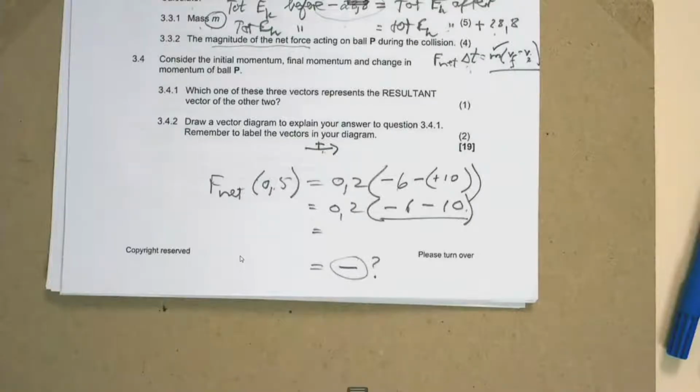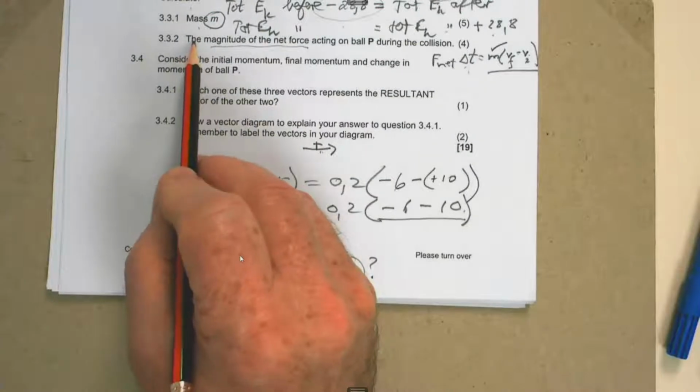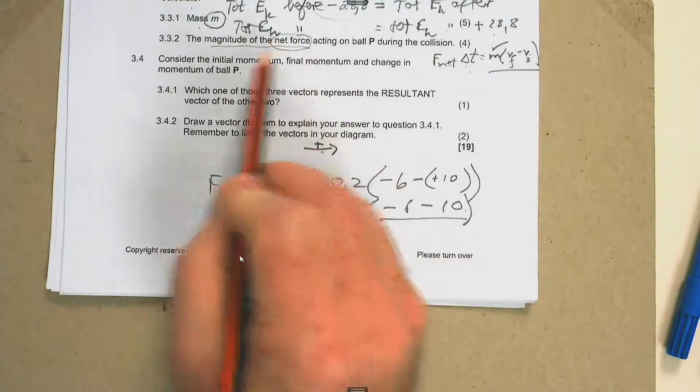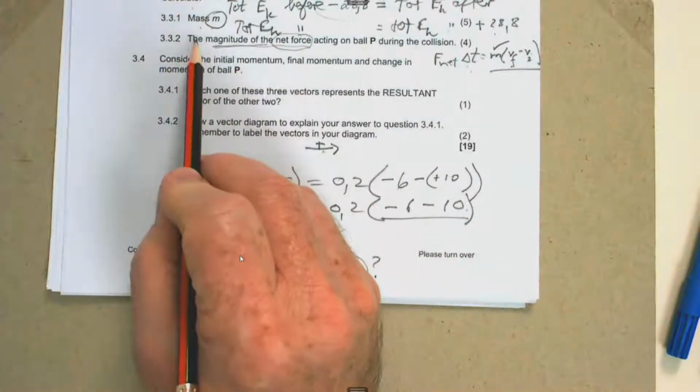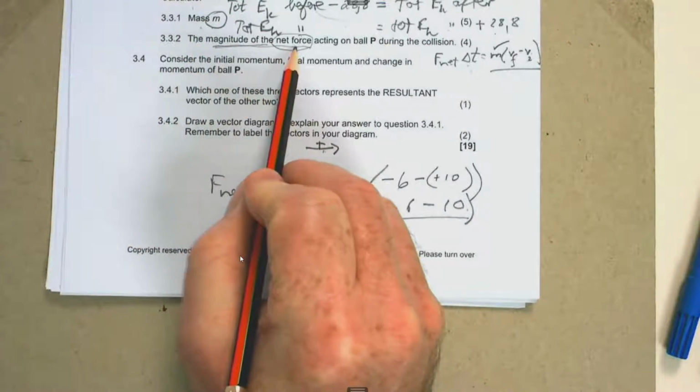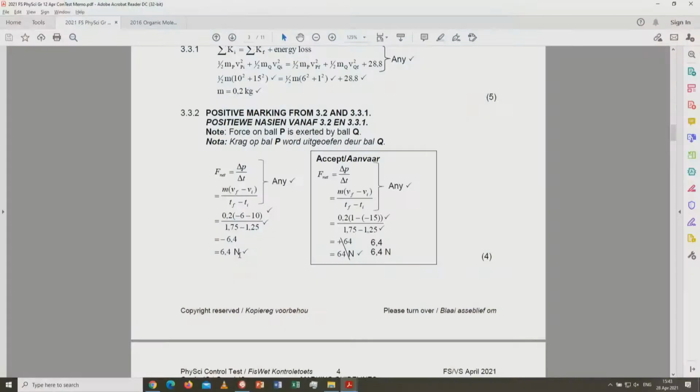And if they have asked you to calculate the net force, if they leave out this part, they want you to calculate the magnitude and the direction. Then this step would have been 6.4 Newton west. So please don't do this part here. It's really important.